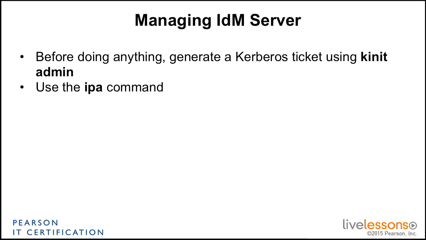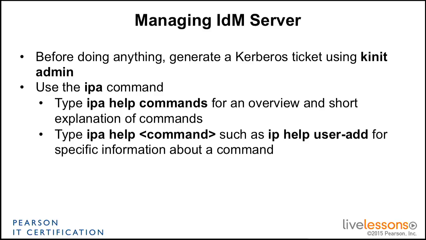And next you can use the ipa command. Type ipa help commands for a short overview of all the commands, and it will tell you everything that you can do using the ipa command. And next you can type ipa help followed by the specific command that you want to use, and it will give you specific information on how to use that command. For example, ipa help user-add gives specific information about what it expects if you want to add a user.